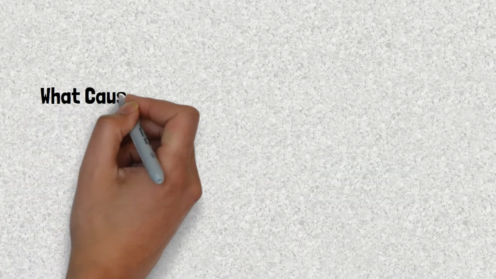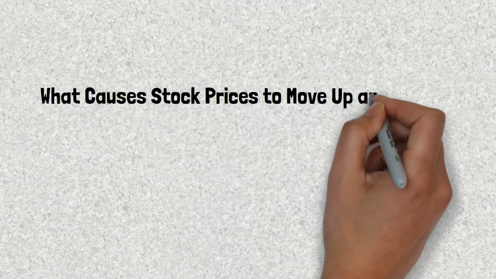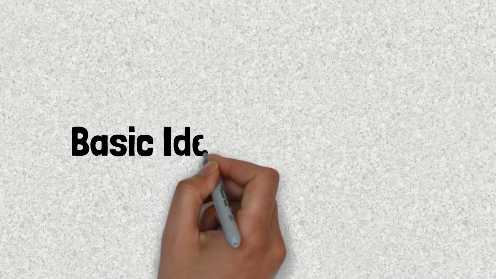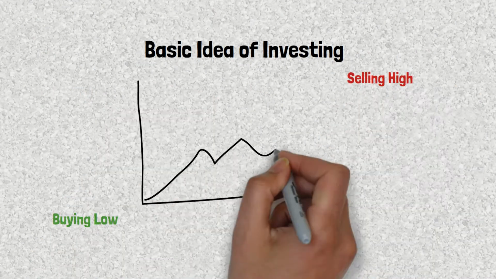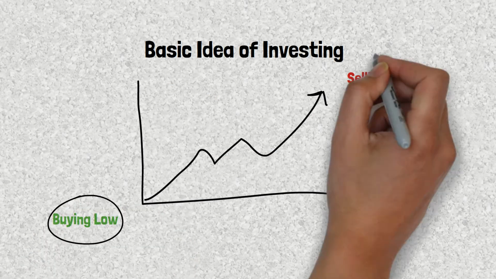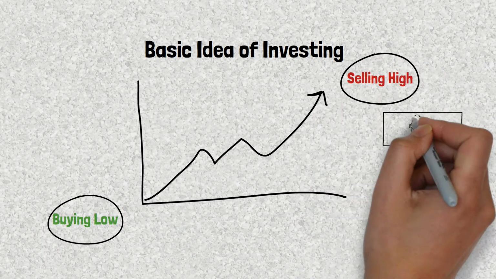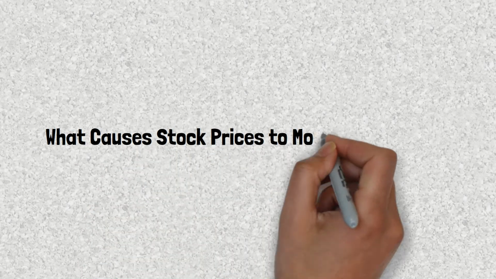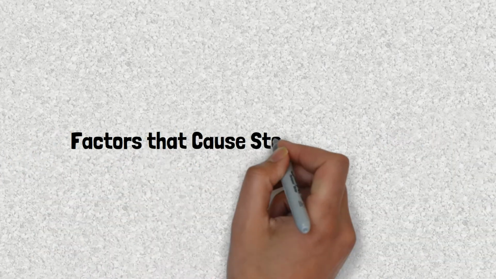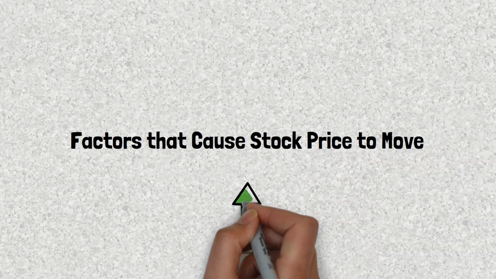In this video, we will learn about what causes stock prices to move up and down. Most people understand the basic idea of investing, buying low and selling high. People buy stocks at a low price with the hope of selling them at a higher price in order to earn a profit in the future. But what actually causes stock prices to move up and down? In this video, we're going to be taking a look into some of the factors that cause a stock's price to move up and down.